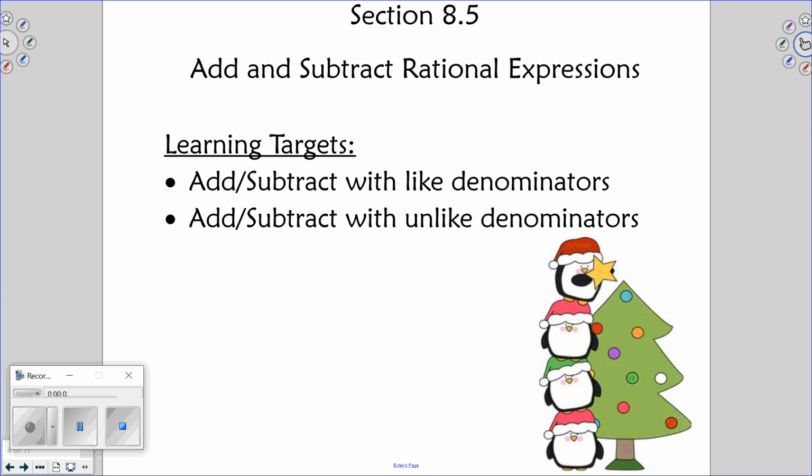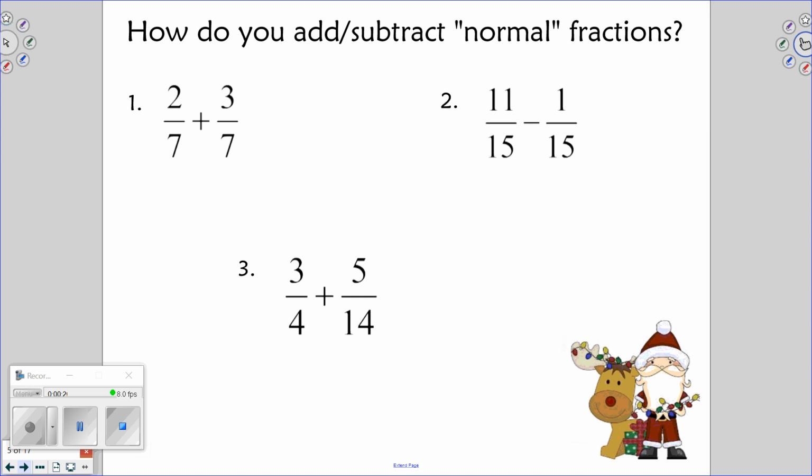Right, guys. So for today, we are going to look at adding and subtracting these rational expressions. How do you add and subtract fractions? You have to have a common denominator. That's what makes this so hard, because students don't know what a common denominator is. Okay, so we're going to look at both some that will have common denominators and some that do not have common denominators. We'll have to make them common.